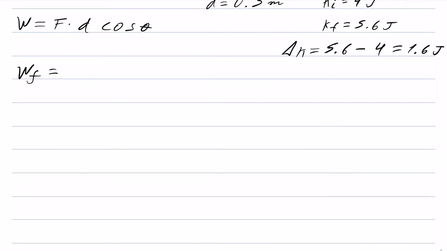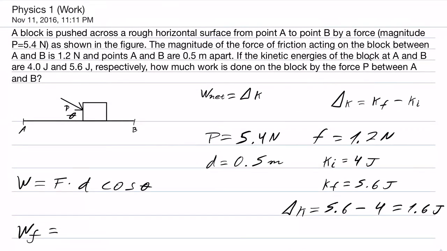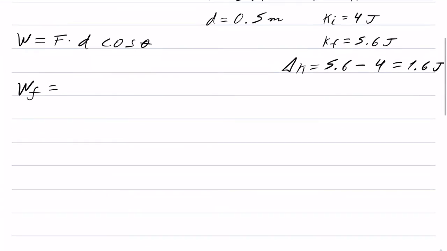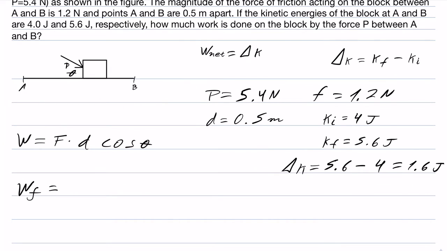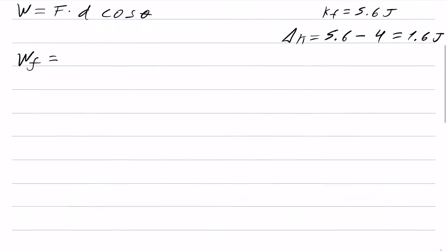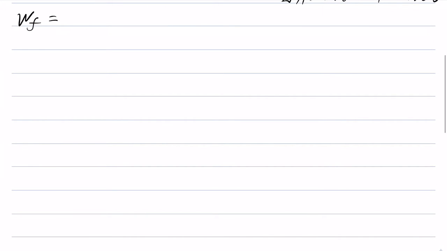Now, we cannot find the work done by P, which is what they want you to find, by the way. We cannot find that by using this formula right here: work equals force times displacement times cosine of the angle. The reason is that we don't have that angle. That angle is not provided. So we're going to approach this a different route.